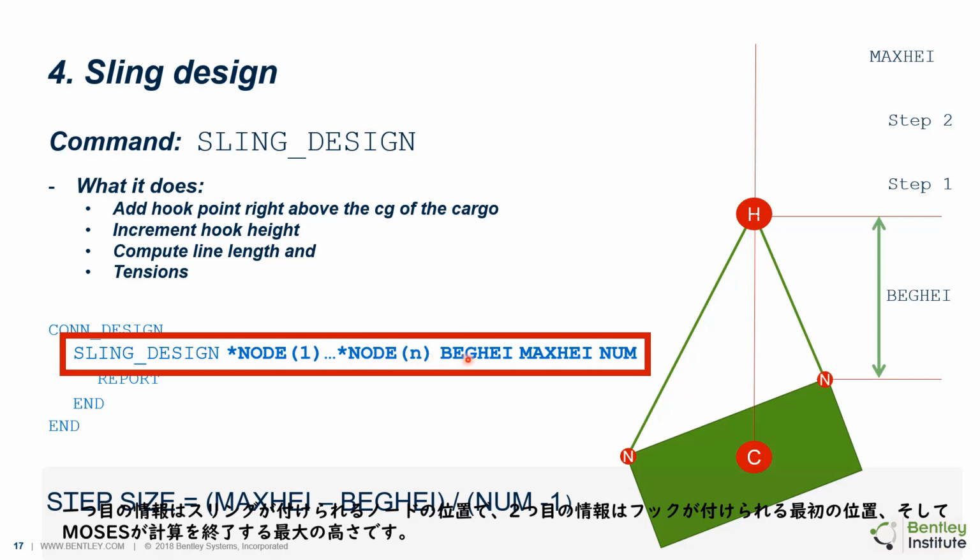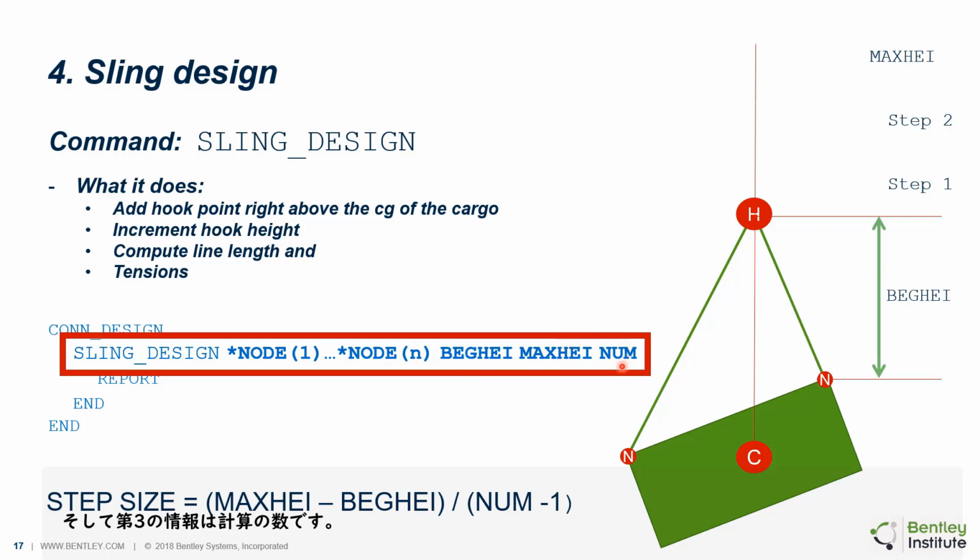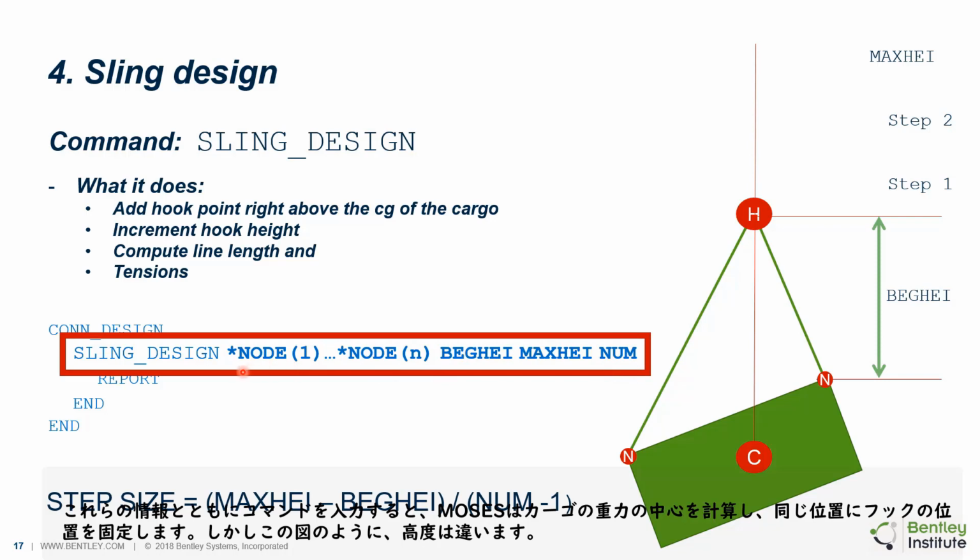And the second information is the initial height of the hook point. Beginning height. And maximum height, where MOSES will finish the calculation. And the third information is the number of calculations. Once the command is issued with this information, MOSES calculates the center of gravity of the cargo. Then it virtually locates the hook point at the same horizontal location as the CG of the cargo, but at a different elevation here, as you see in the picture here.